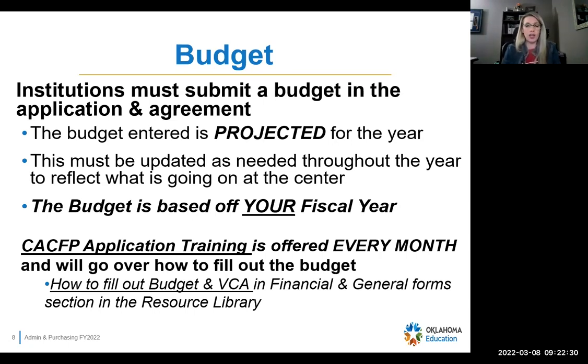You'll still have to fill out a couple of forms, but you won't have to necessarily do the budget in the future. The budget is projected for the year of what you think. It always needs to reflect what you're doing. So if at the beginning of the year you thought you're going to spend $10,000 on food, and now because of inflation you're going to be spending $15,000 on food, you need to go in there and update that.